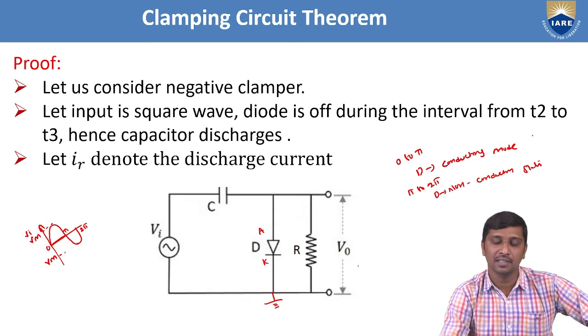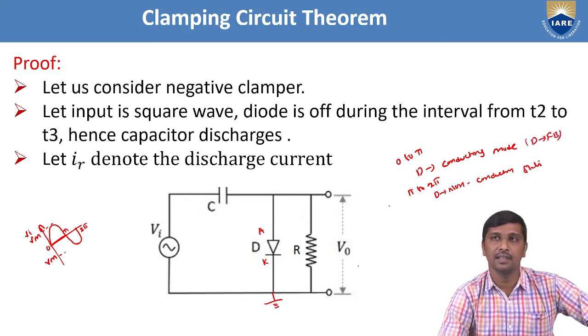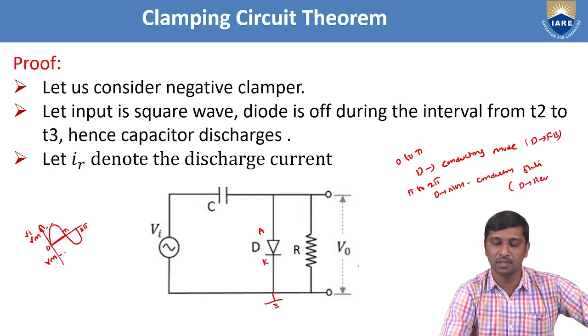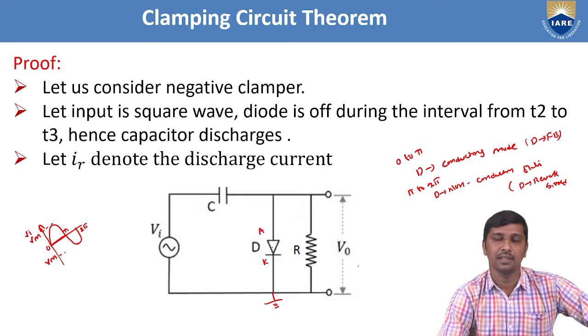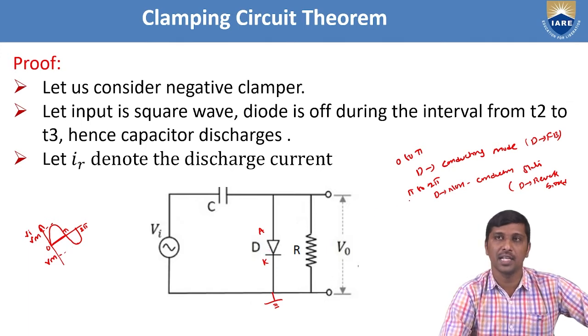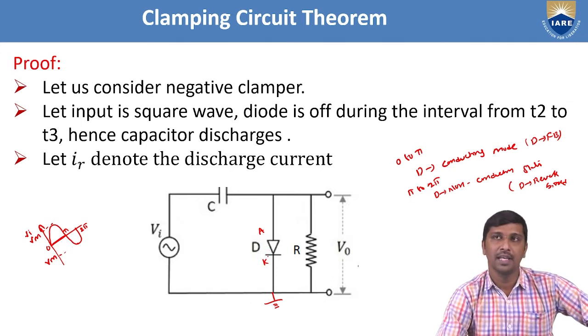So, when it has entered the conducting state, it means the diode is forward biased. Similarly, in the pi to 2 pi duration, the diode enters the non-conducting mode, which means the diode enters the reverse bias mode of operation. When the diode is reverse biased, that state is represented as the non-conducting state, and the interval is pi to 2 pi. When the diode is forward biased, the state is represented as the conducting mode, and that interval we consider as 0 to pi.